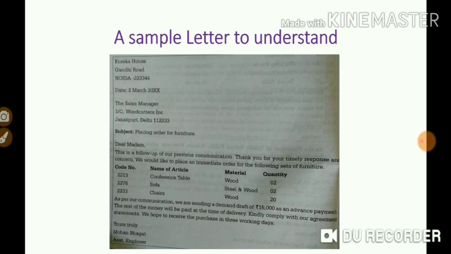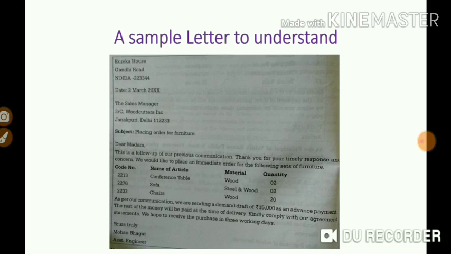Similarly, sofa, what kind of sofa, steel and wood sofa, quantity should be 2. Similarly, they want some chairs, how many chairs are required, 20 chairs, of wood material. So in this way, the details of the order have been provided here. So please do not forget to mention this particular one also.